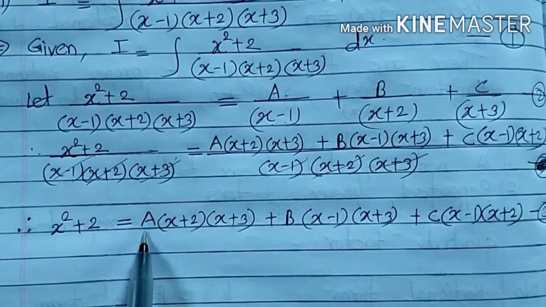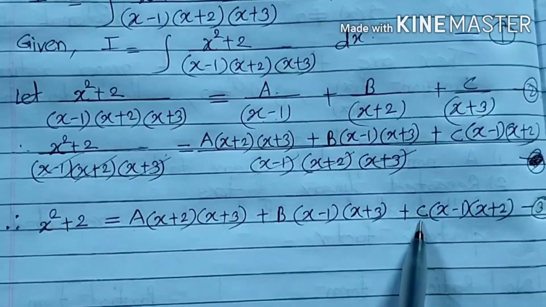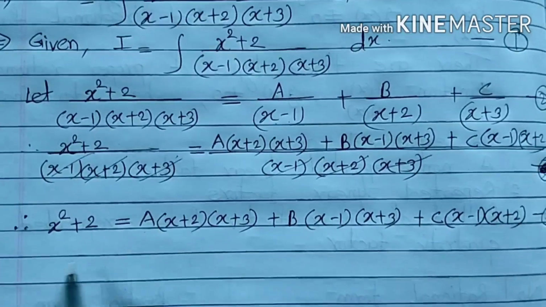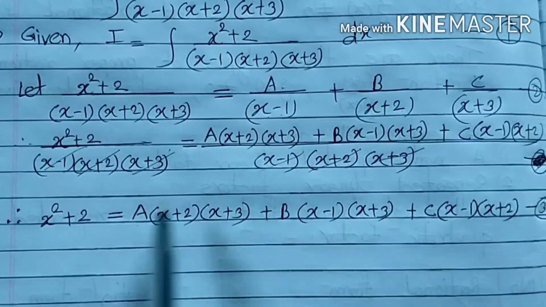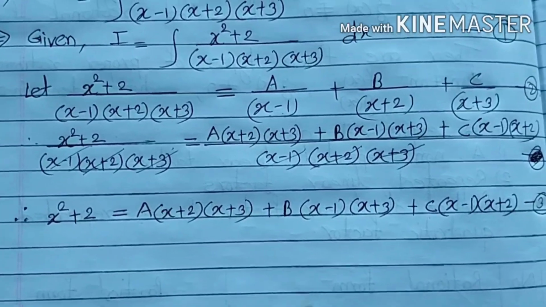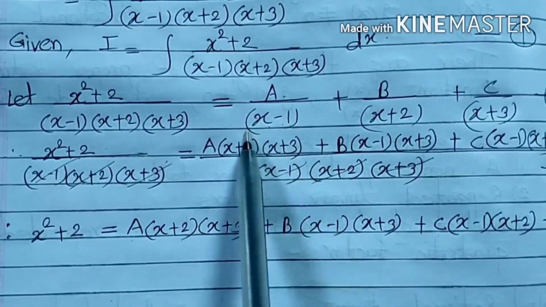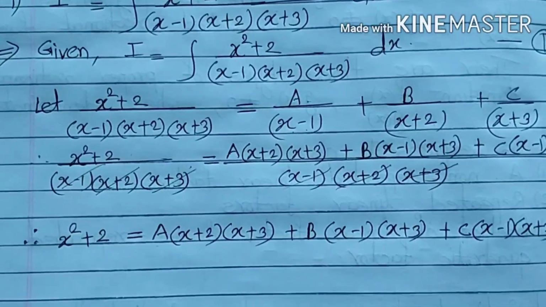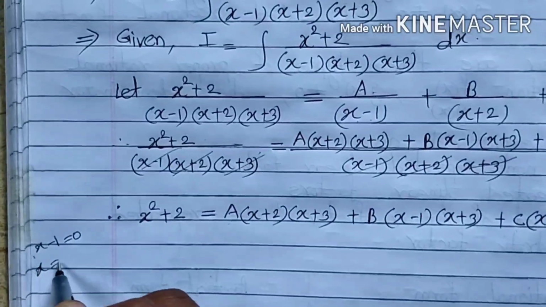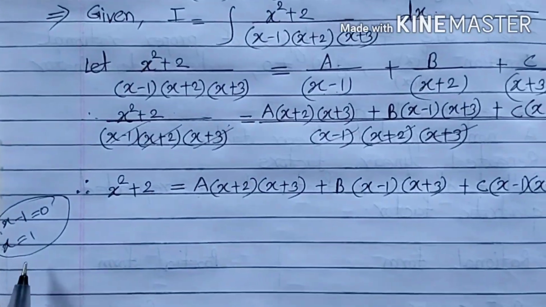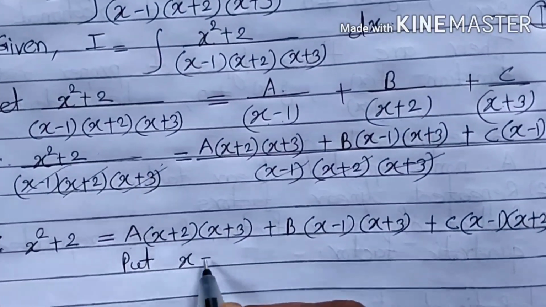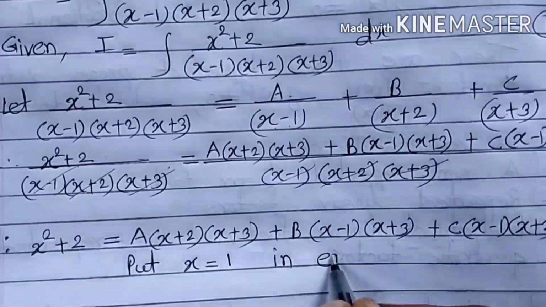Now here we have to find the values of A, B and C. These are the unknowns and we have to find their values. That's why we put some values of x in this equation, then we get the values of A, B and C. So how can we choose the value of x? You can observe A upon (x minus 1). When we take x minus 1 equal to 0, then x is equal to 1. So put x equal to 1 in equation 3.